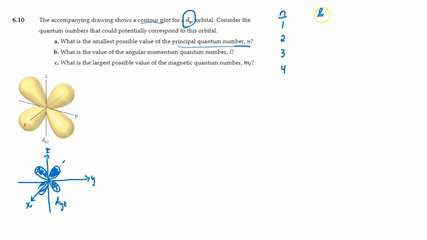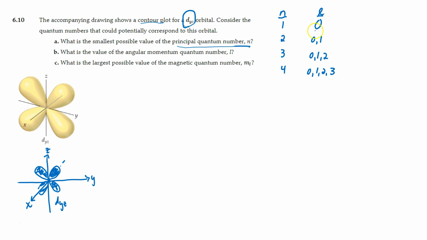And just as the number of floors depends on the building, the values of l depend on n. So remember, the allowable values of l go from 0 to n minus 1. So if n is 1, l is 0. If n is 2, l can be 0 and 1. If n is 3, l can be 0, 1, and 2. And if n is 4, l can be 0, 1, 2, and 3.